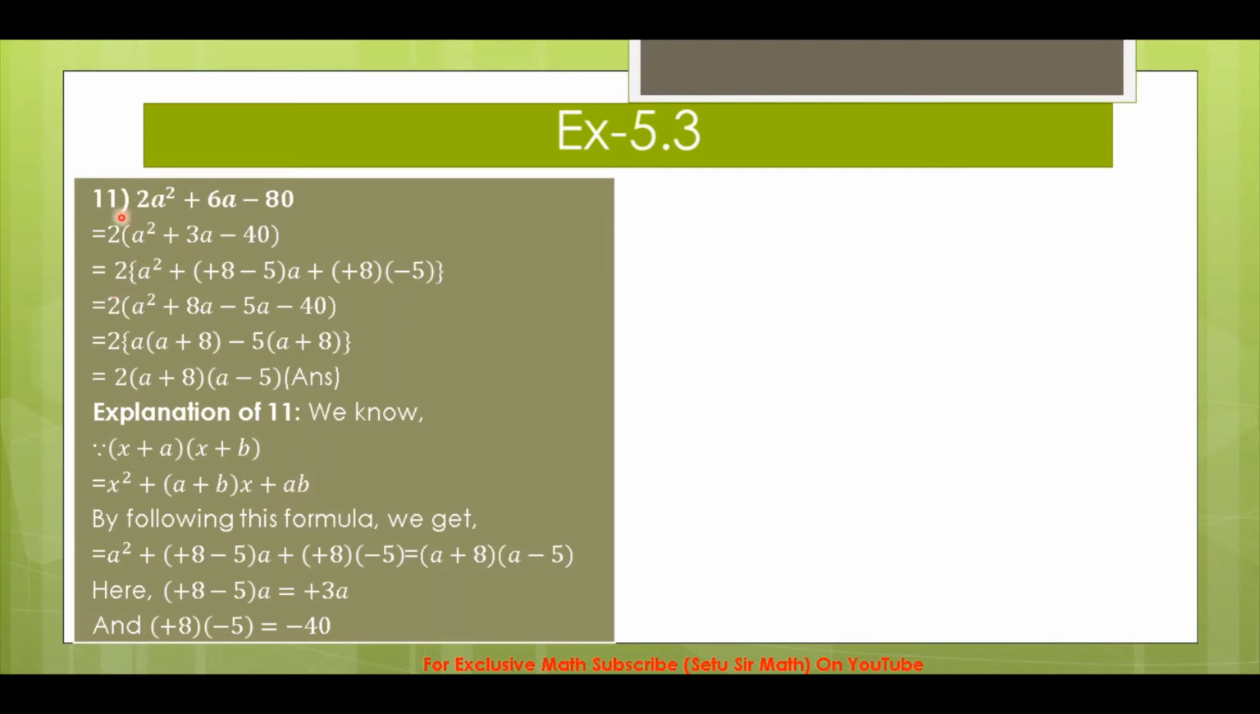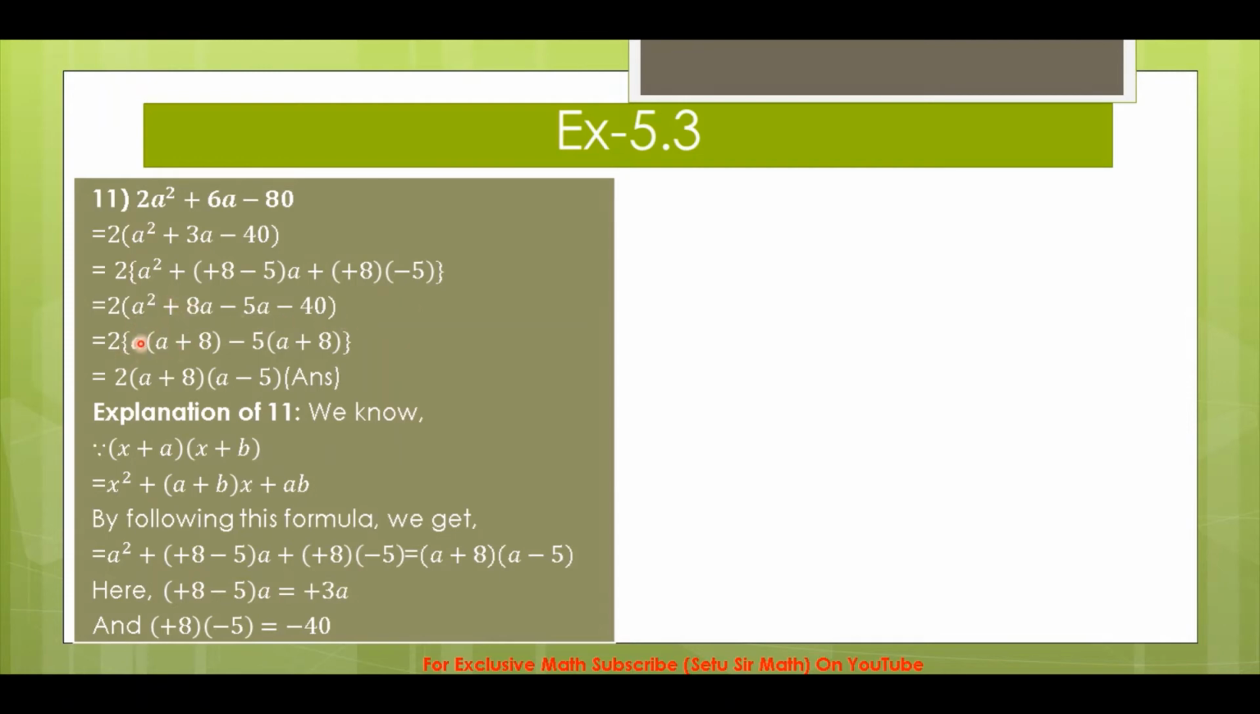So you can see 2 at first common, that would be common everywhere, and in here we can see a square plus 8 minus 5, that would be plus 8 minus 5 into a, plus 8 minus 5. So we will multiply first: a square plus 8a minus 5a minus 40, and we will take common a.